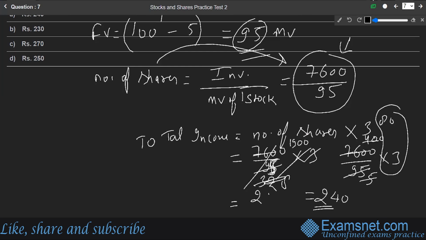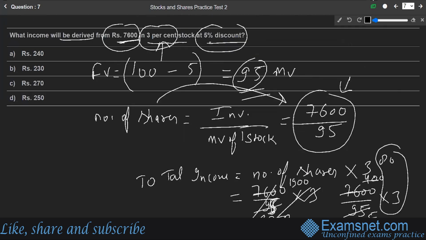So we can clearly say that the total income is rupees 240. Let us see where it is available. Available in option number A becomes the right answer from there.